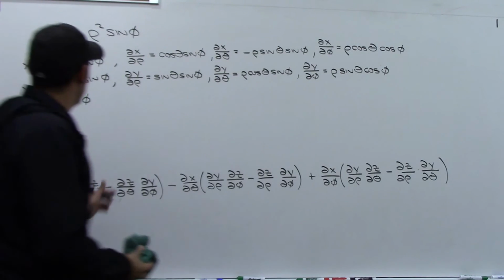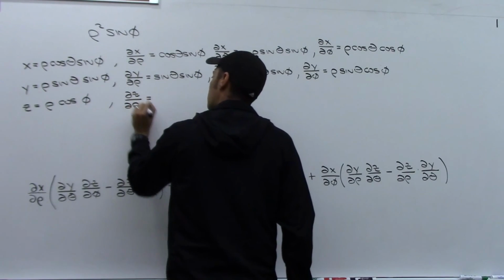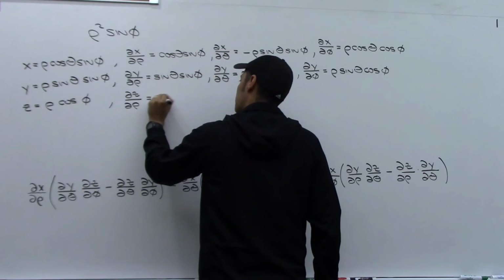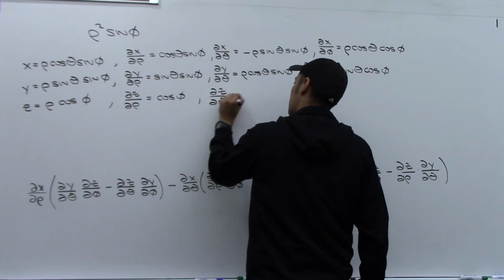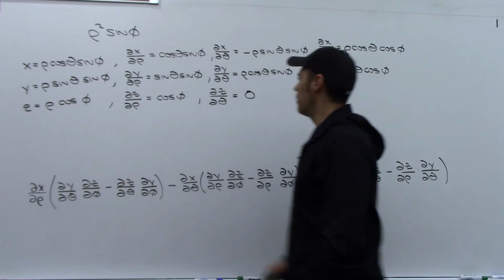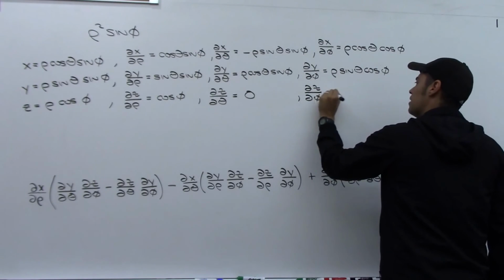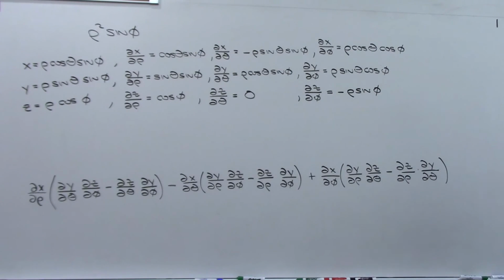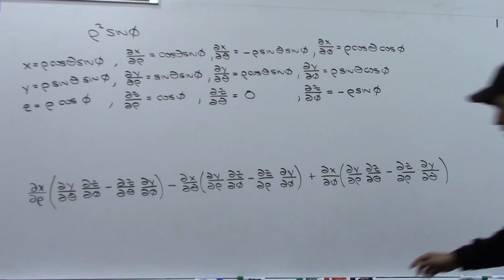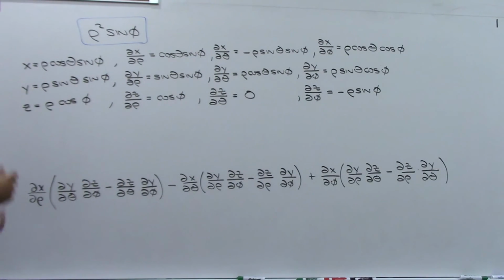And I need all the partials of z. So the partial of z with respect to rho equals cosine phi. The partial of z with respect to theta is 0 because there is no theta here. And then the partial of z with respect to phi is negative rho sine phi. Okay, remember our goal here is for me to show you that the absolute value of the Jacobian is going to turn out to be that. All right, what a disaster.